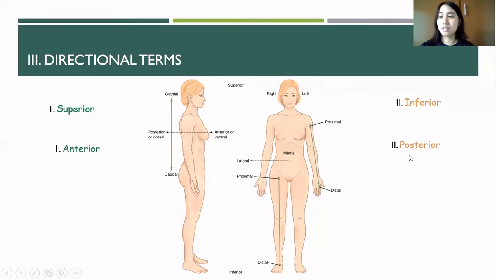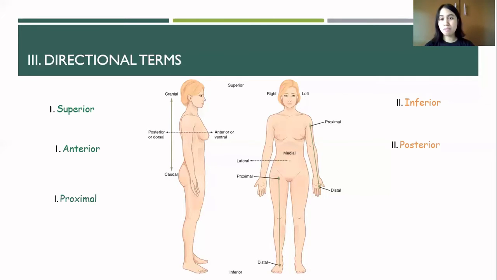Let me give you another example. The breastbone, let's say it would be somewhere here, is anterior to the spine. Why anterior? Because your breastbone is in front of the spine. Vice versa, the spine is at the back of the breastbone. In directional terms, the spine is posterior to the breastbone.